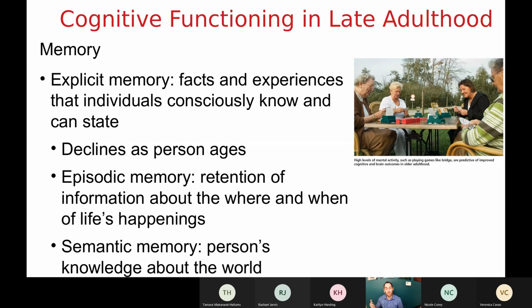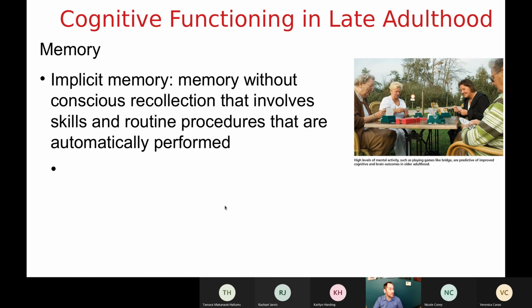A lot of that's also dependent on the context that they're in. If they're still really active, still doing new and different things, trying new and different things, that episodic memory will not decline. All right, implicit memory is that memory that is not a conscious recollection of something.